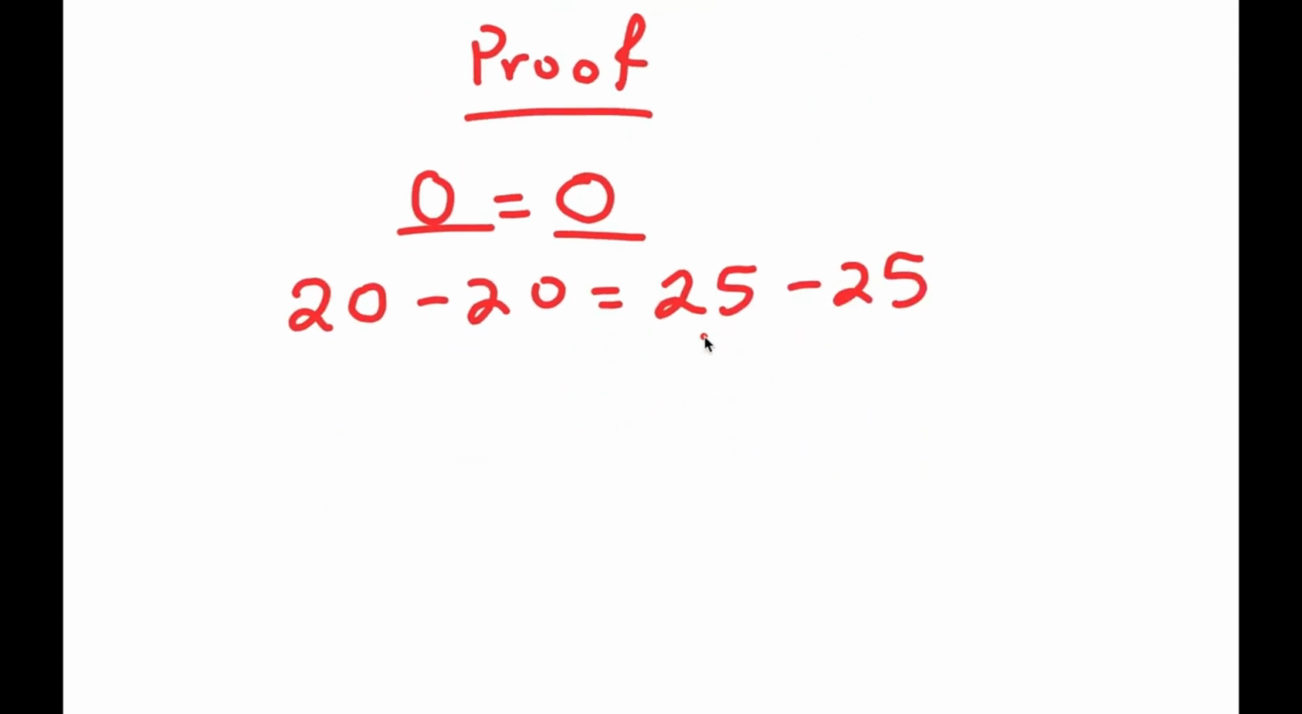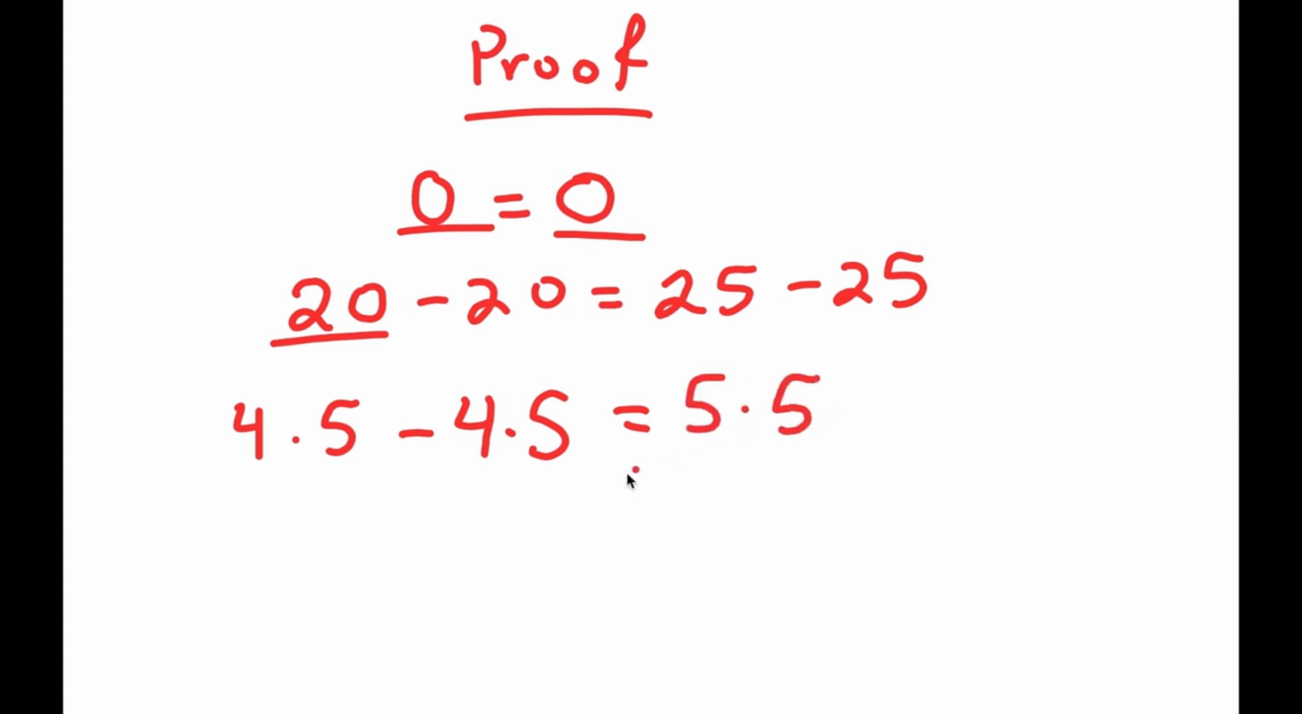Now from here, I'm going to rewrite 20 as 4 times 5. So now I get 4 times 5 minus 4 times 5 is equal to 25 minus 25. I'm going to rewrite this as 5 times 5. So I get 4 times 5 minus 4 times 5 is equal to 5 times 5 minus 5 times 5.